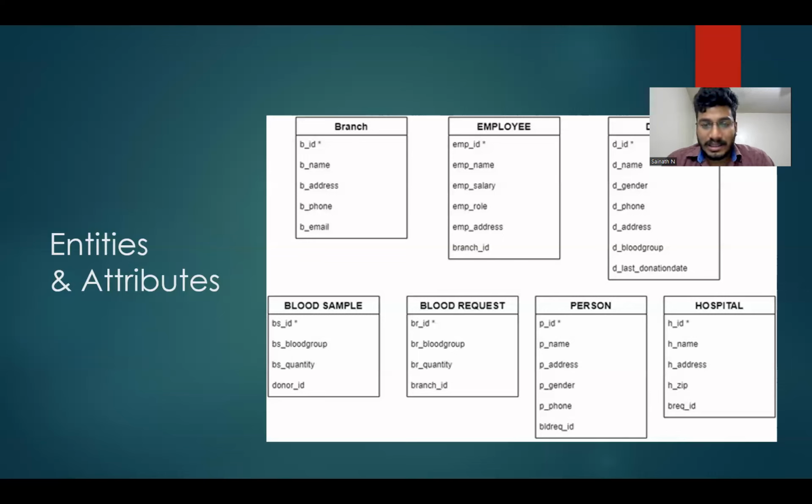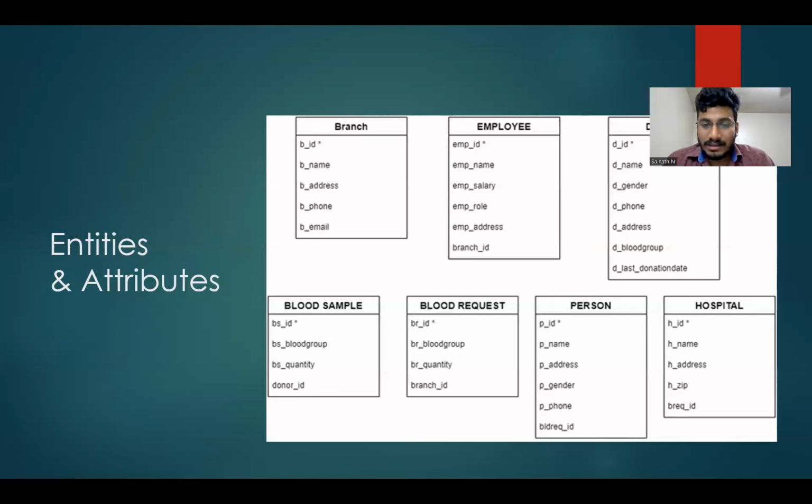And coming to the person here, person is nothing but the individual who is requesting the blood. Here, I'm collecting the details like name, address, gender, phone number, and the request ID that he has raised, so that I can combine these two tables using joins. And coming to the hospital tables, I'm maintaining ID, name, address, zip code, and the blood request ID.